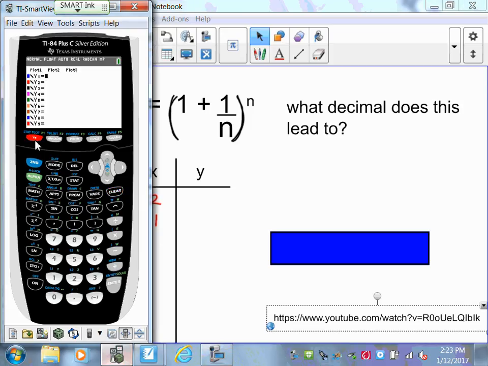Parentheses, 1 plus parentheses 1 divided by x, double close parentheses to the x power. 1 plus parentheses 1 divided by x close parentheses twice to the x. Right. That is the calculation for e. That's the formula for e.